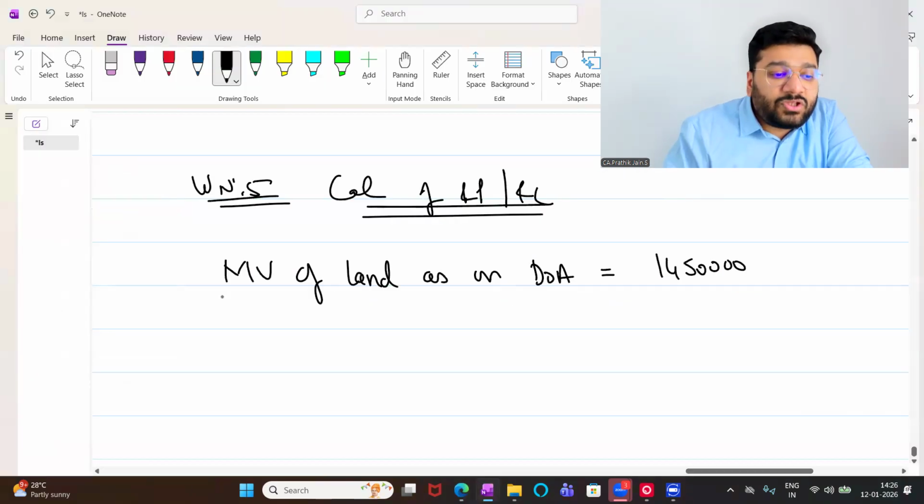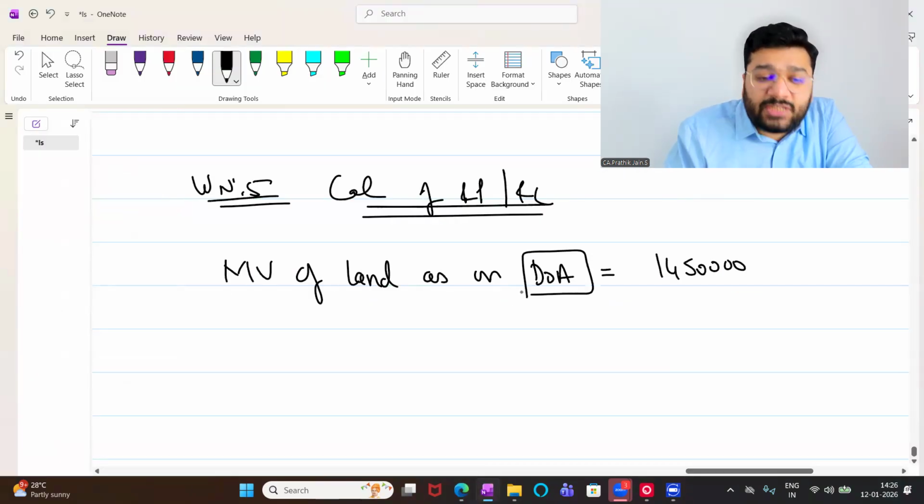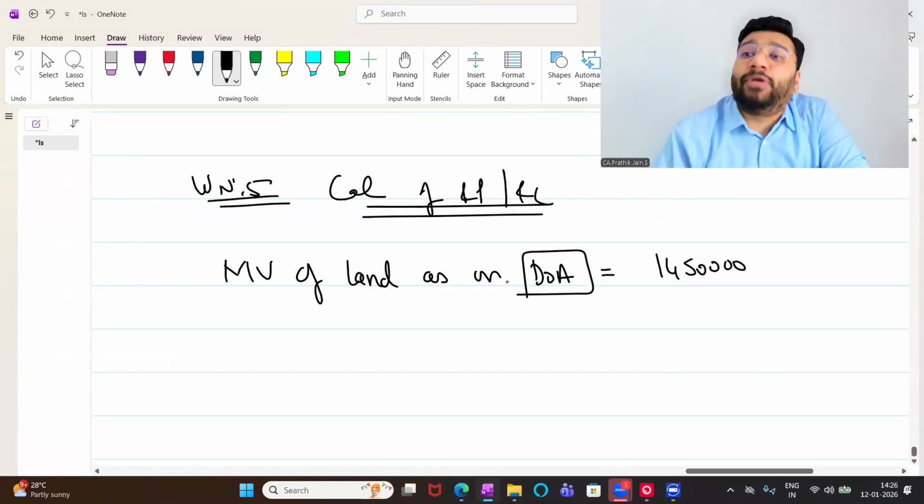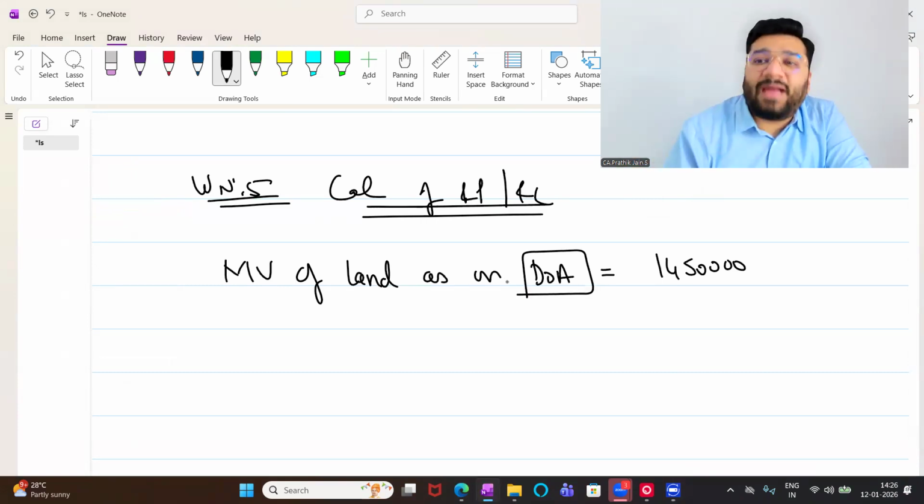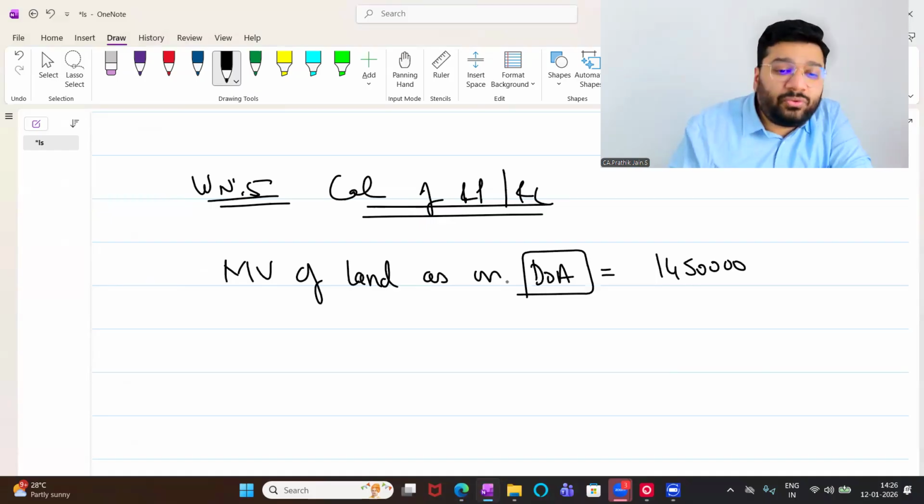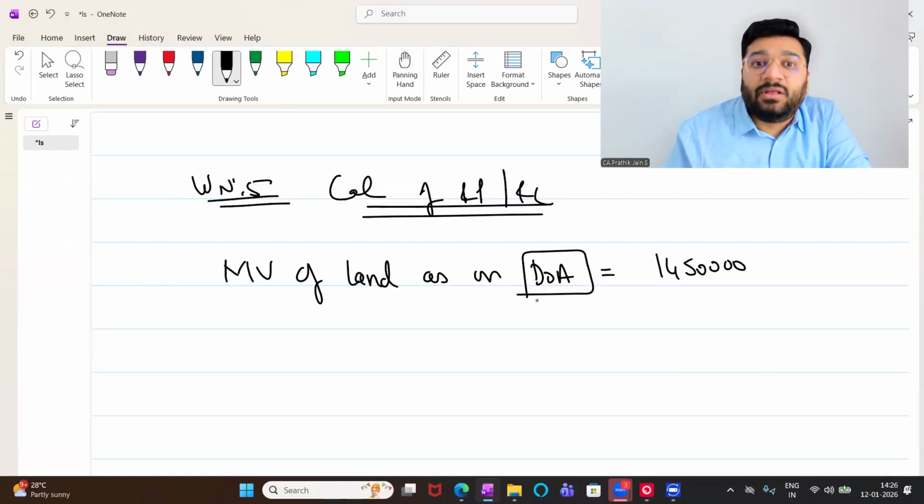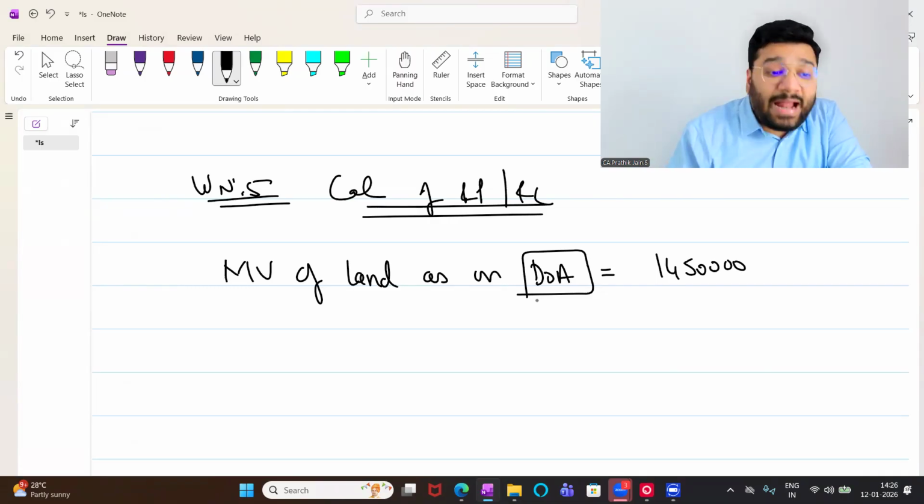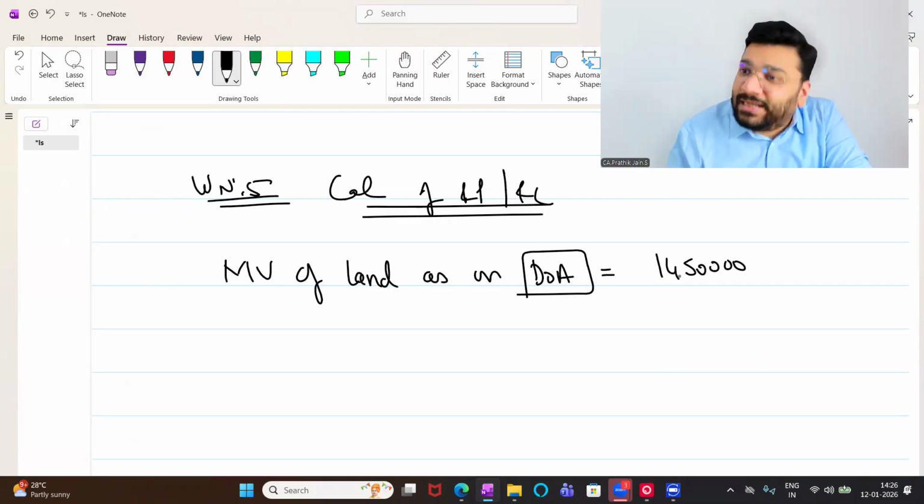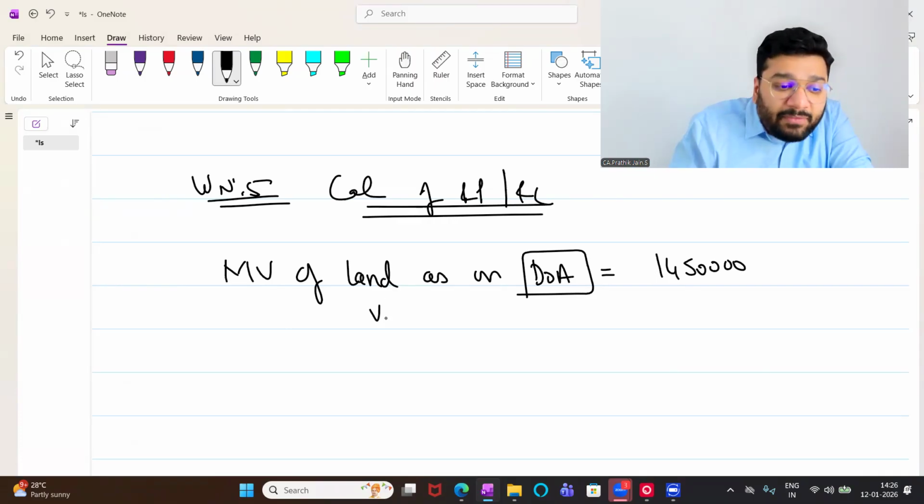The market value of the land on the date of acquisition is 14,50,000. In the balance sheet it was 14 lakh. If I add the 50,000 revaluation, what is my total upgraded land value? 14,50,000. In the upcoming question, they will not tell you the difference of 50,000 directly. They will tell you the market value of the land and building, 14,50,000. Now this I will compare with the book value.